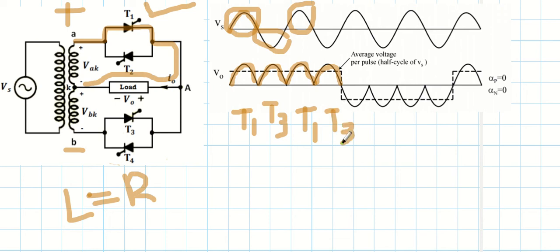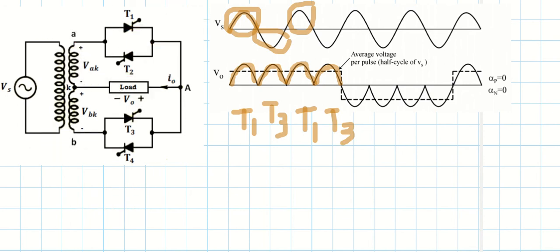I hope up till now it's clear to you. After T3, you see we have negative pulses. Okay, so I will change the color of the pen. Now I will take the negative part. For this negative part, what is the input? Okay, sorry.